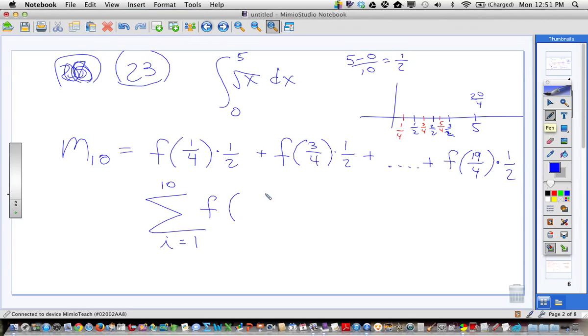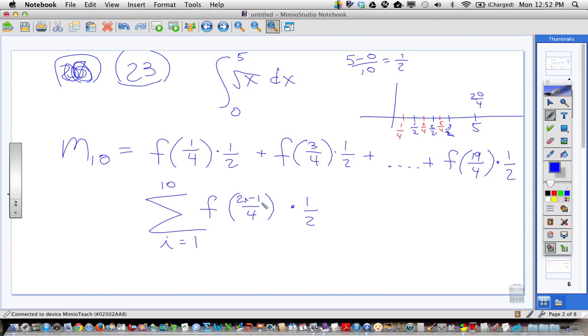F of something times a half. I notice I always have a 4 on the bottom. The only thing I have to generate is a 1, a 3, a 5, a 7. What's going on? 2i minus 1. Again, notice they're going up by 2s. You go from 1 to 3 to 5 to 7. Anytime you're repeatedly adding 2, you think 2i.